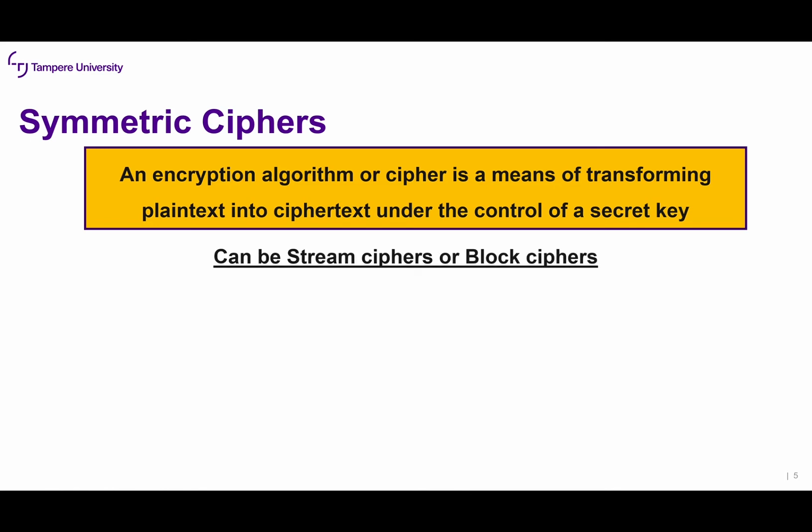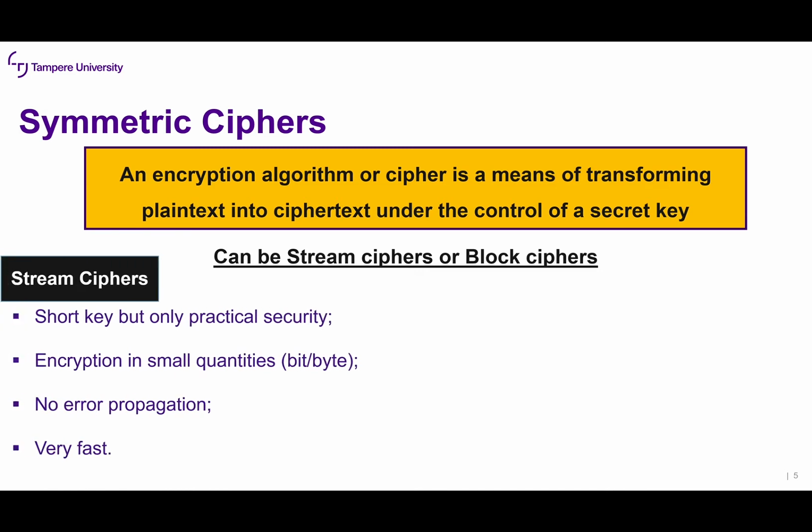And it can be either a stream cipher or a block cipher. The characteristics of stream ciphers are that they use short keys and have only practical security. The encryption takes place in small quantities, bit by bit. Basically, we encrypt one bit at a time. There is no error propagation, and they are extremely fast to run. So they are very, very efficient.